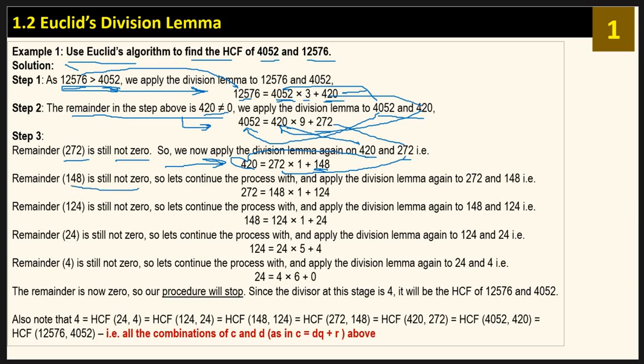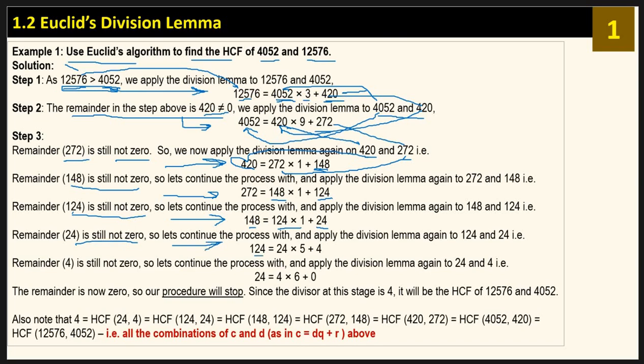This 148 is still not 0, so we apply the lemma again. We get the remainder 124, the divisor here is 148, but the remainder is still not 0, so we apply it again, and we get the equation 148 is equal to 124 times 1 plus 24. 24 is the remainder, which is still not 0, so let's continue this process once again.